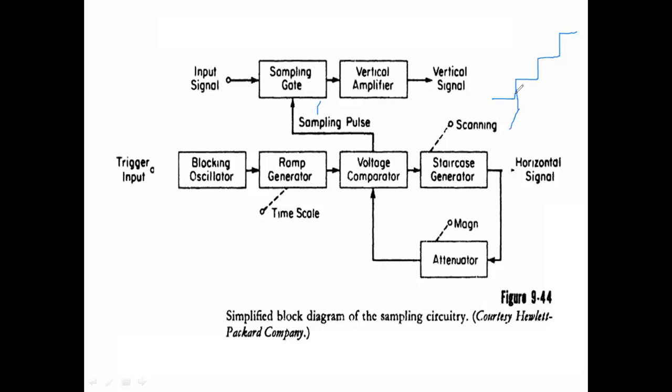Again at that point the sample is collected, and the next staircase will be generated. Again the ramp signal increases up to that voltage level, and again it produces a sampling pulse. Like this, it generates a number of pulses based upon the comparison of the staircase generator and the ramp generator voltage.